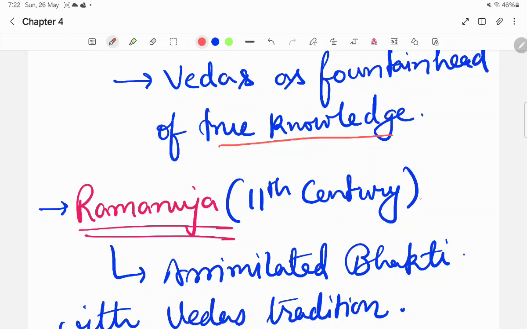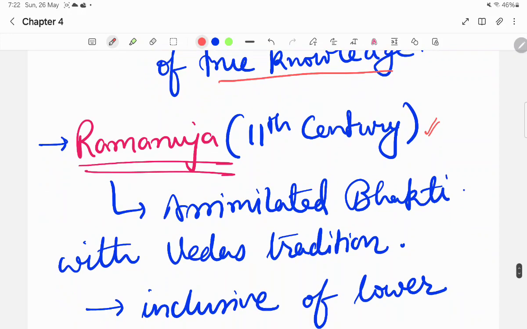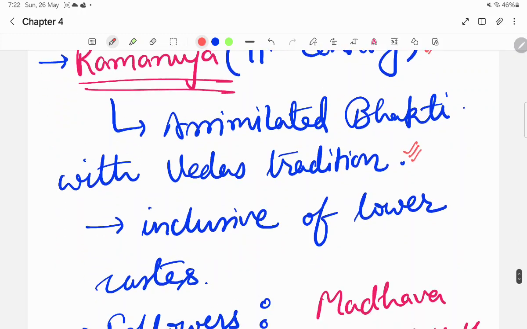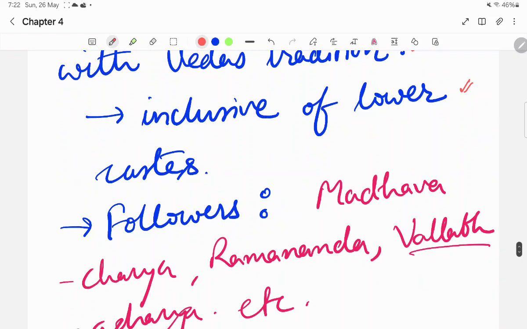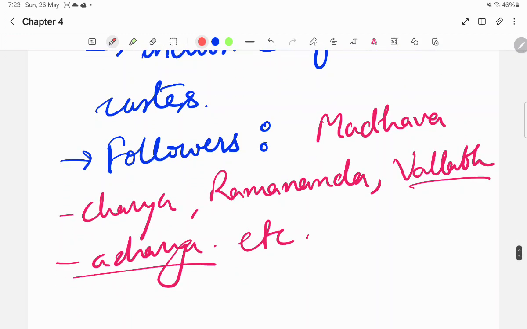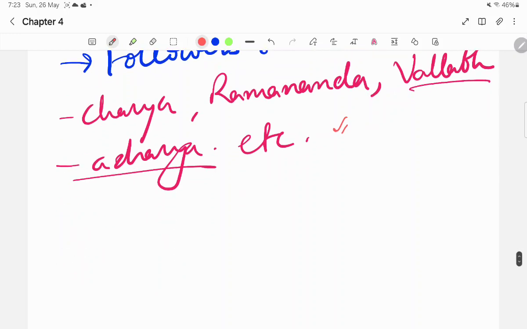And then after Shankar, a prominent saint came, who was Ramanuj. He was during the time of the 11th century. So they were not at the same time. So this thing you need to remember. And he assimilated bhakti with the Vedic tradition. So he created the link of Bhaktism and Vedas, and he was inclusive of lower castes, and many followers of Ramanuj were like Madhavacharya, Ramanand, Vallabhacharya. So all these were important people and saints of that time, and they were the followers of Ramanuj.